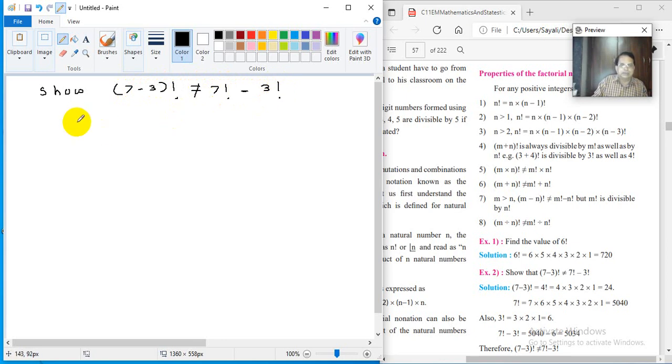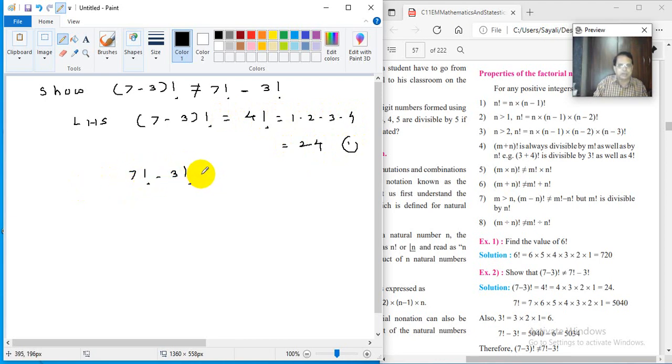Okay, see, left hand side, suppose I talk about, it is what, (7 minus 3) factorial, that is, 4 factorial. 4 factorial means 1 into 2 into 3 into 4, so it is 24. Okay, this is 1 suppose. Now you come to right hand side, 7 factorial minus 3 factorial means what?